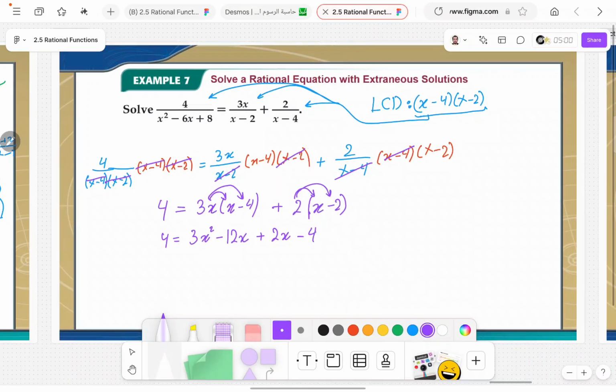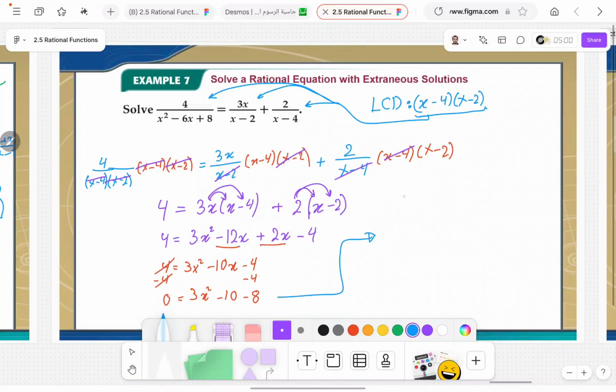negative 2, negative 4. As you can see, this is a quadratic function, so I need to simplify by combining like terms to make it a quadratic. I have negative 12x and positive 2x, so it becomes 3x squared minus 10x minus 4. Then let's add minus 4 here and minus 4 here to cancel, so it becomes 0 equals 3x squared minus 10x minus 8.